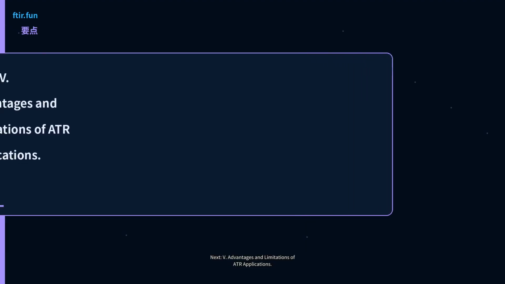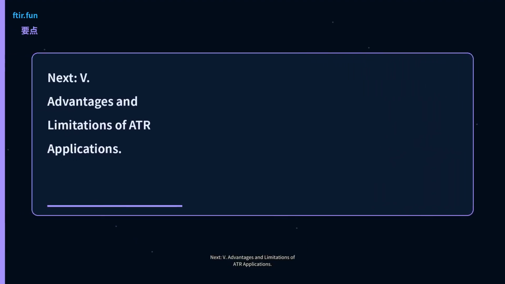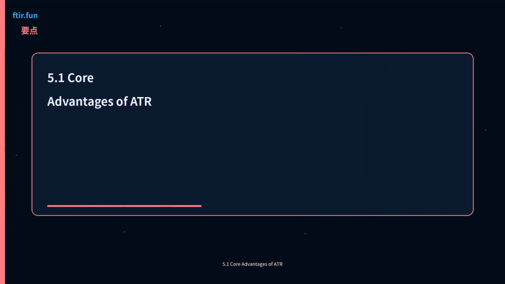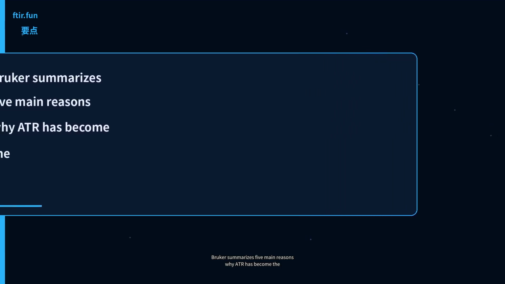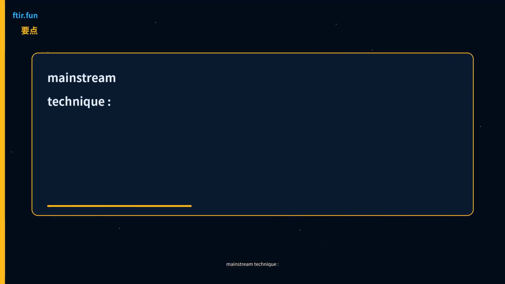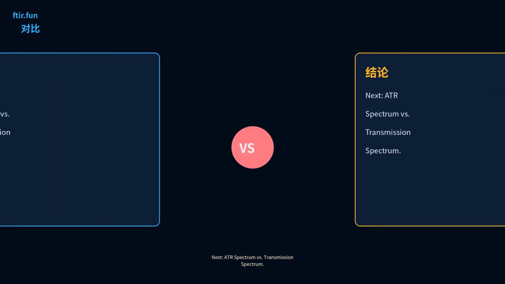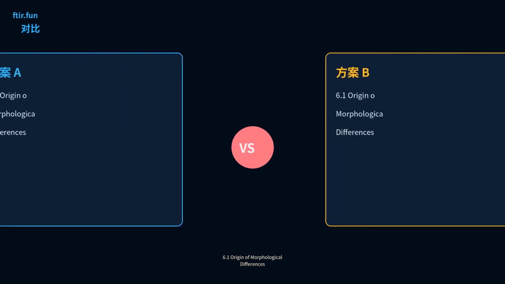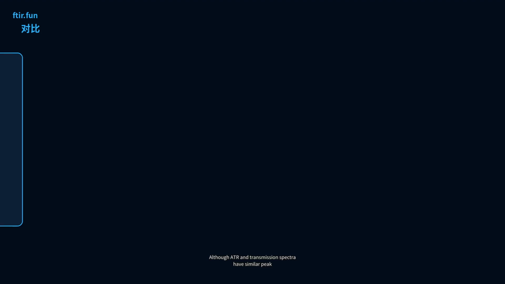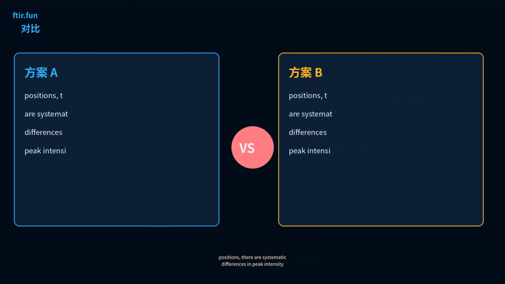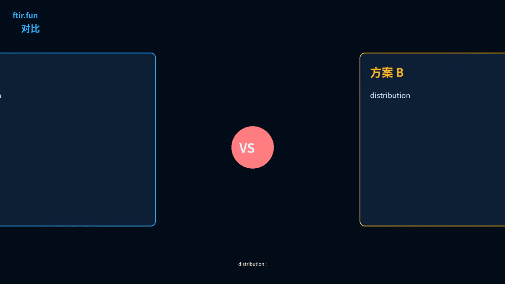Next, the advantages and limitations of ATR applications. 5.1 Core advantages of ATR. Bruker summarizes 5 main reasons why ATR has become the mainstream technique. Next, ATR spectrum vs transmission spectrum. 6.1 Origin of morphological differences. Although ATR and transmission spectra have similar peak positions, there are systematic differences in peak intensity distribution.